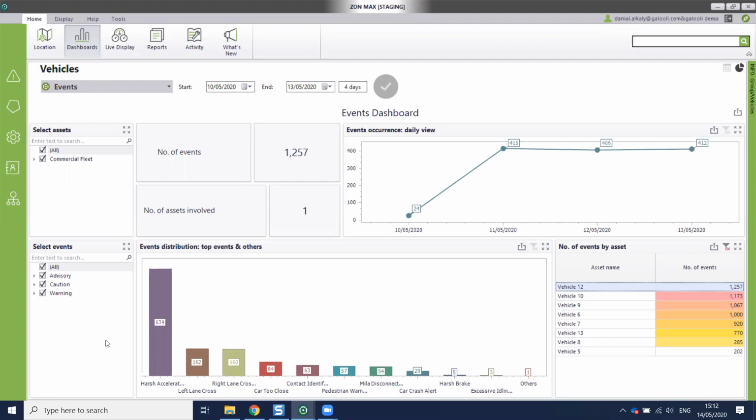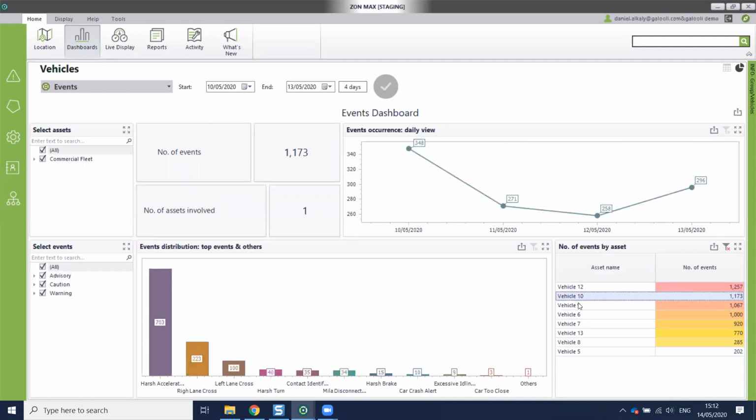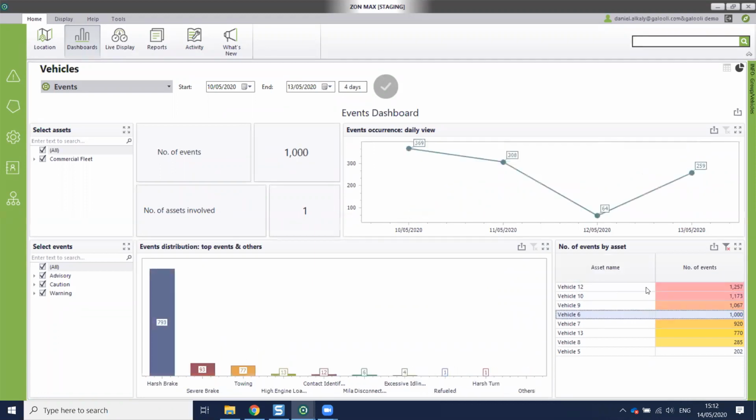In this case, if I were the operation manager, if I were the fleet manager, so if I were in charge of the driver of this vehicle, I would probably call him into the office and explain to him and try to understand a little bit better why he has this need to accelerate so harshly during his driving. And of course, I can do this for every single one of the vehicles that are in this list.